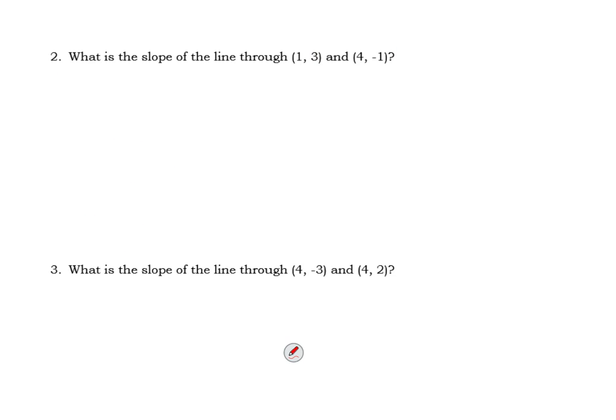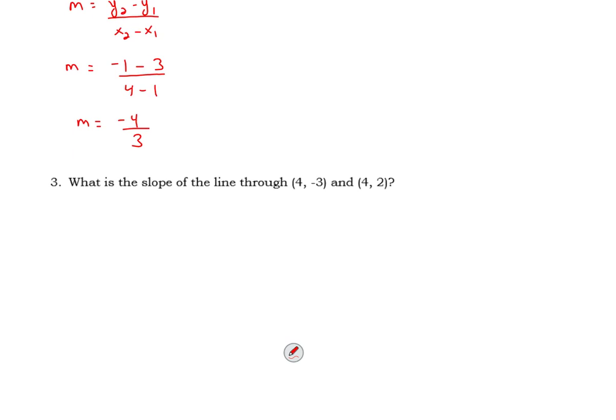Okay, the second one. What is the slope of the line through 1, 3, x1, y1, and 4, -1, x2, y2? So to find the slope, we're going to do y2 minus y1 over x2 minus x1. The second y is -1, the first y is 3, over the second x is 4, minus 1, which is the first x. -1 minus 3 is -4, 4 minus 1 is 3, so the slope is -4 over 3.